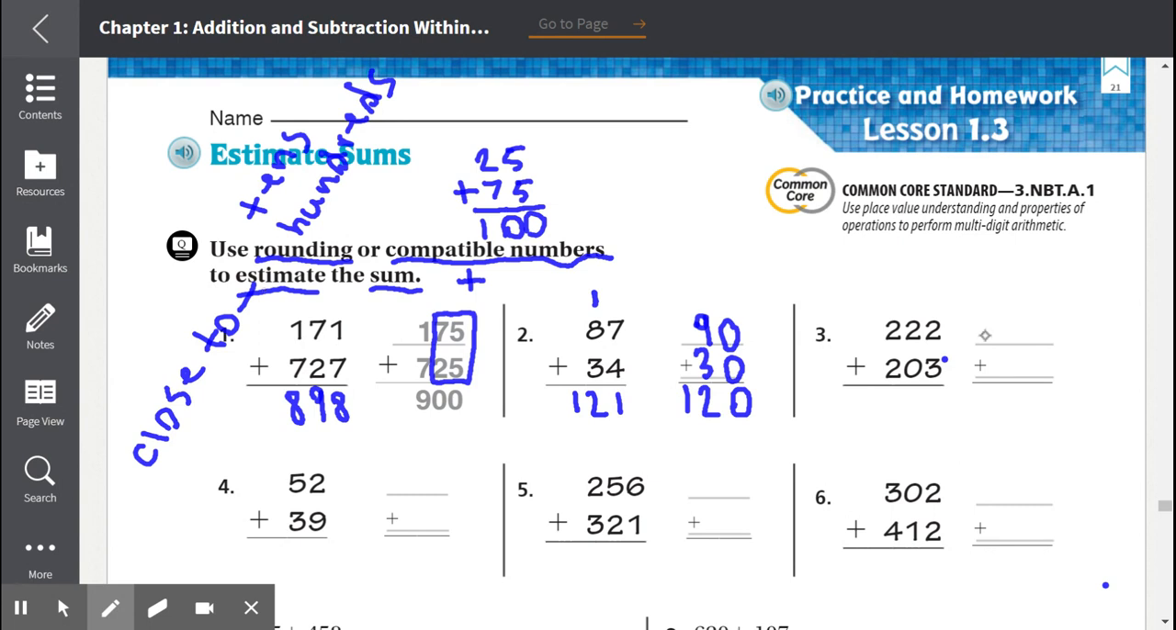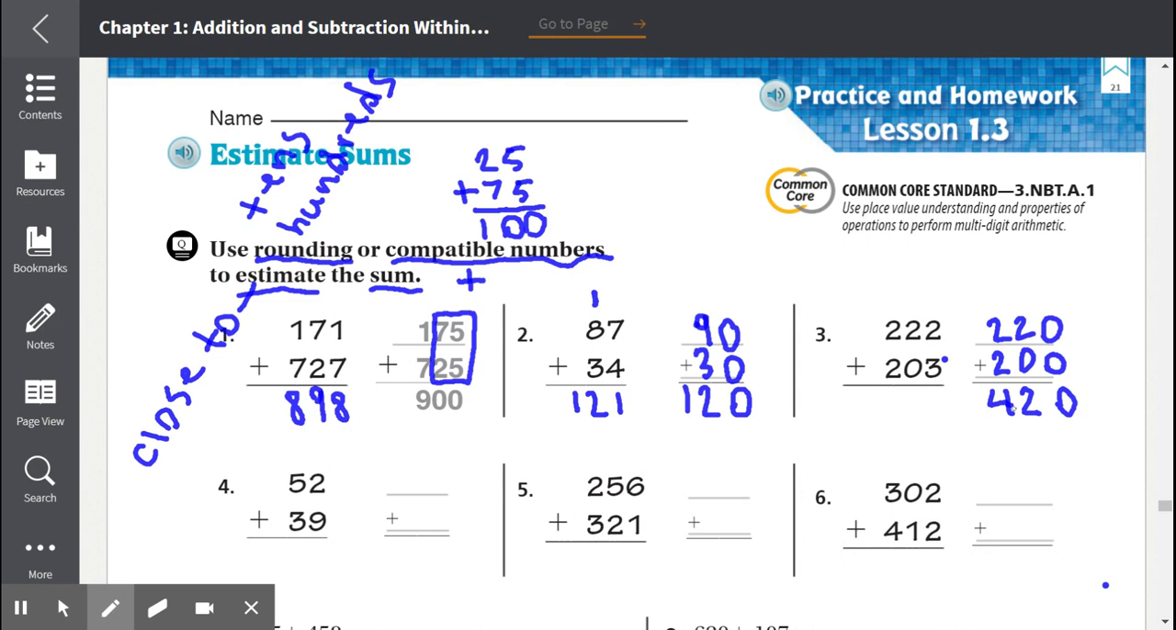222. When we round it to the nearest tens, it can be 220 because 222 is between 220 and 230, but it's closest to 220. 203, rounding to the nearest tens, is 200, is between 200 and 210, but it's closest to 200. So now when we add it up, 0 plus 0 is 0, 2 plus 0 is 2, 2 plus 2 is 4, 420.